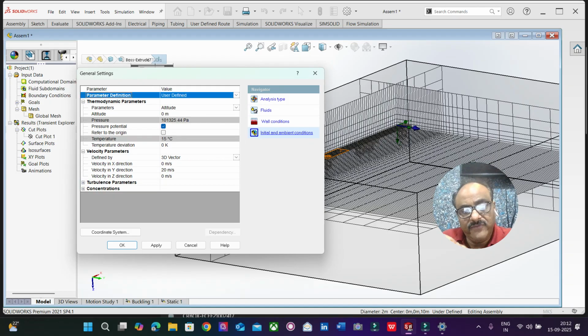And now let me define what the initial conditions and the ambient parameters are. The entire system is going to be at the environmental pressure, the atmospheric pressure, which is going to be 1 atmosphere, which is nothing but 101,325.44 pascals. And then let me also define the temperature.